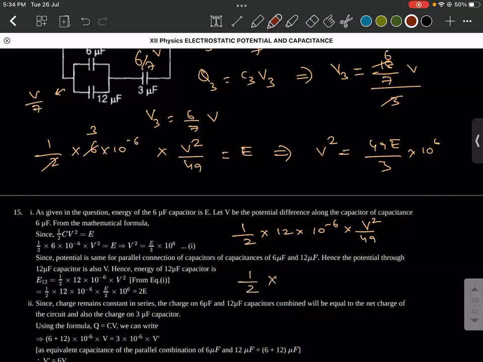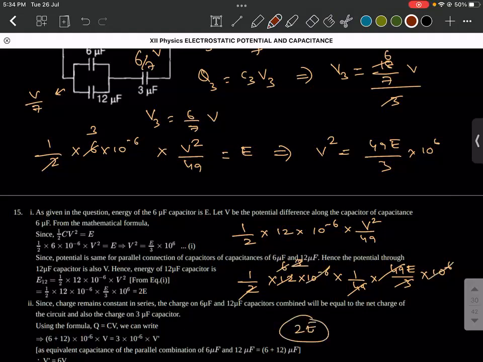So this will be half into 12 into 10 power minus 6 into 1 by 49 into V square, which is 49E divided by 3 into 10 power 6. Now I think it makes sense. So 6, 2, this and this will get cancelled. So 2 times E. Right. So 2E, they did it in a different method.